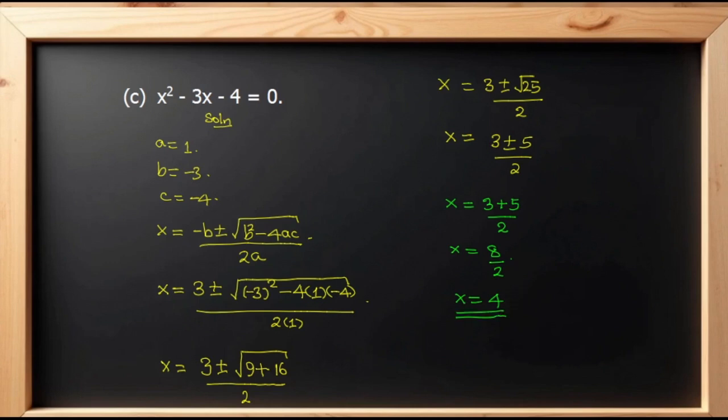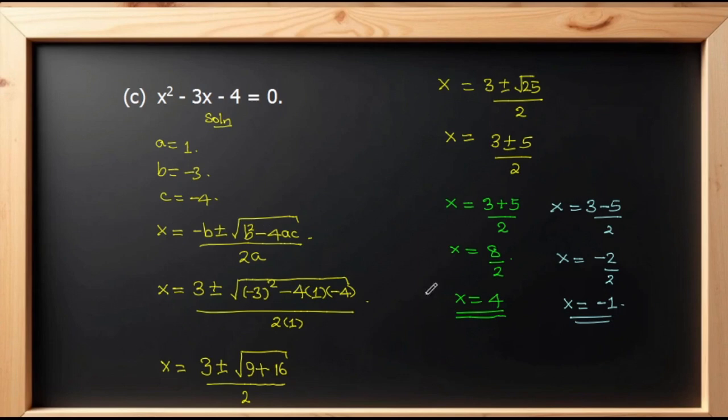Now the next value for x can be calculated using the lower sign, and that is we have 3 minus 5 all over 2. Then our x is given by 3 minus 5, that is minus 2 all over 2. So negative 2 divided by positive 2, we get negative 1. And these are the solutions of the quadratic equation.